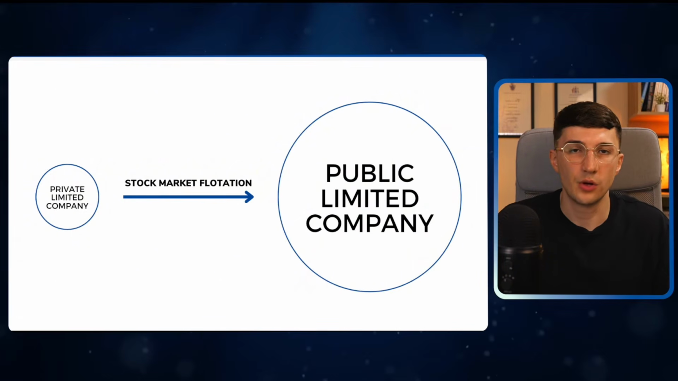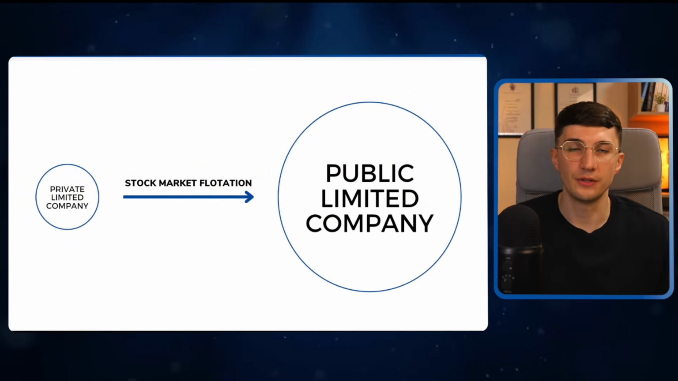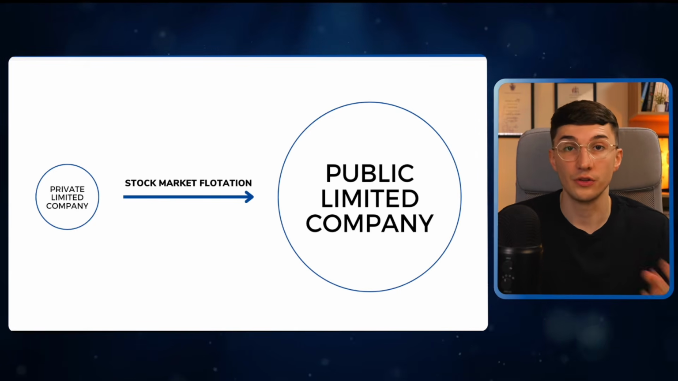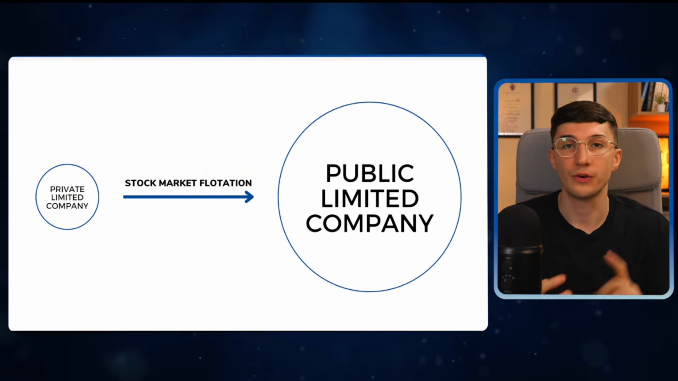Now, the way a public limited company is set up, typically you go from a private limited company into a public limited company. And this transition, when your shares are sold for the very first time on the stock exchange, is called the stock market flotation or an initial public offering, an IPO.